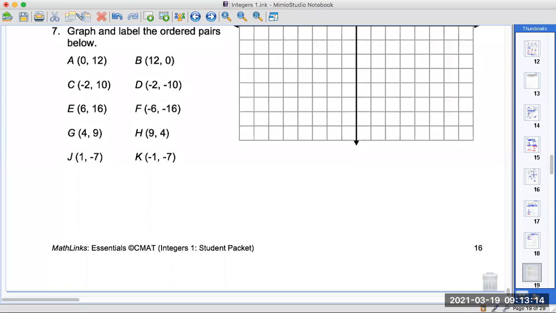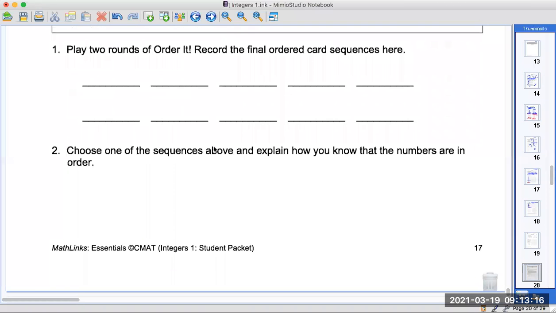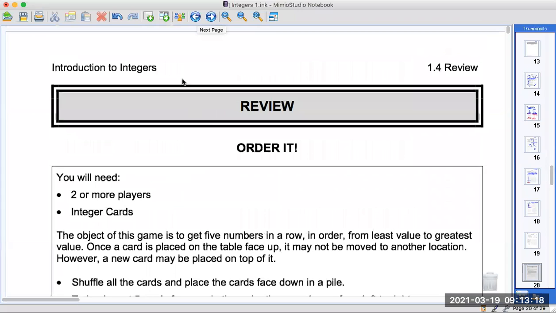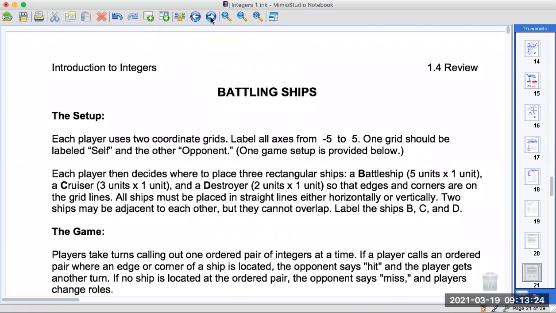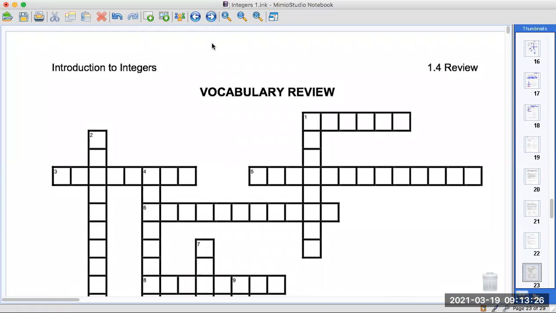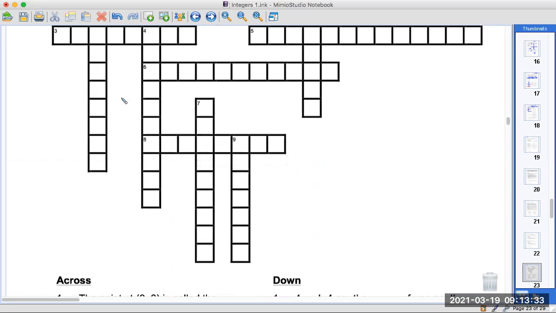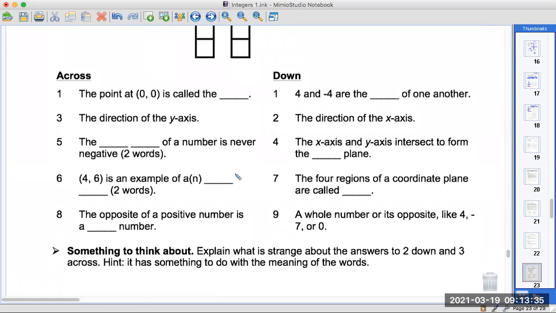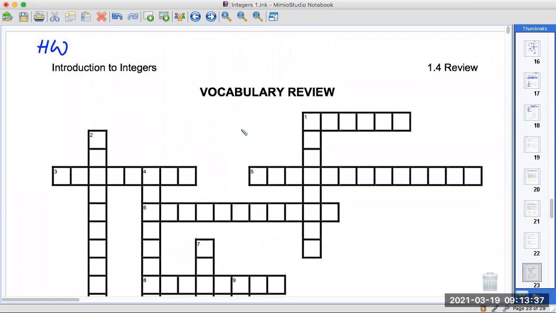And then we're doing some review games in class. So don't cross this out. We'll try to find time to do at least one of these review games, and this definitely is homework. Vocabulary review is always important. Make sure you fill this in, and that's it. Good luck to you guys.